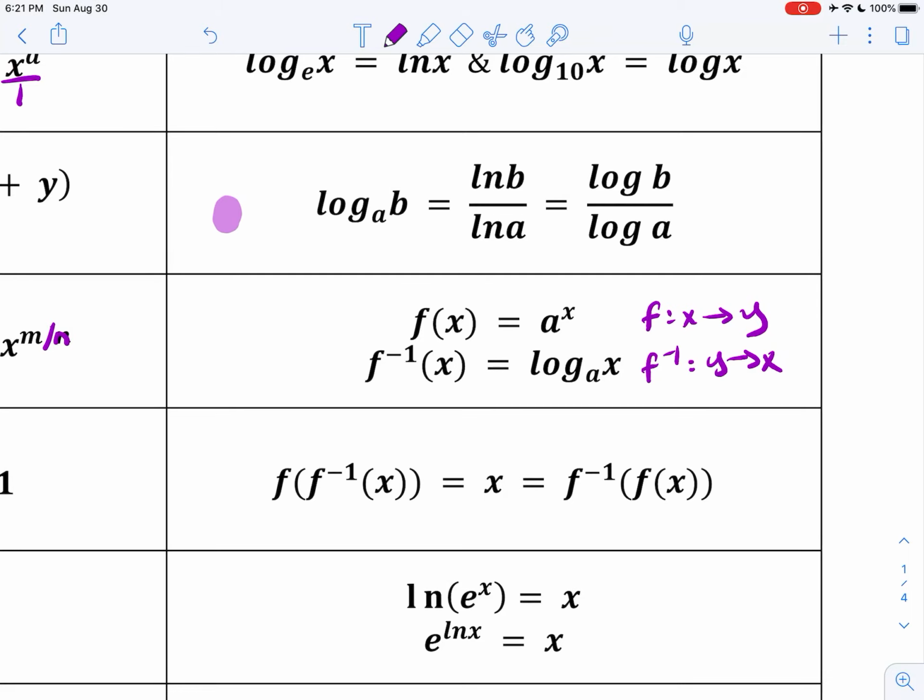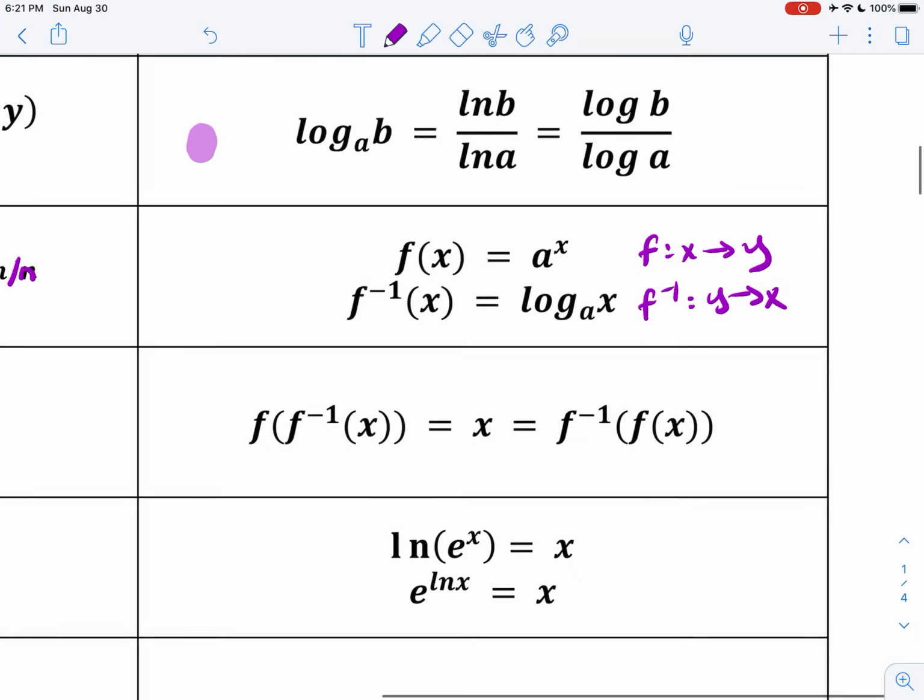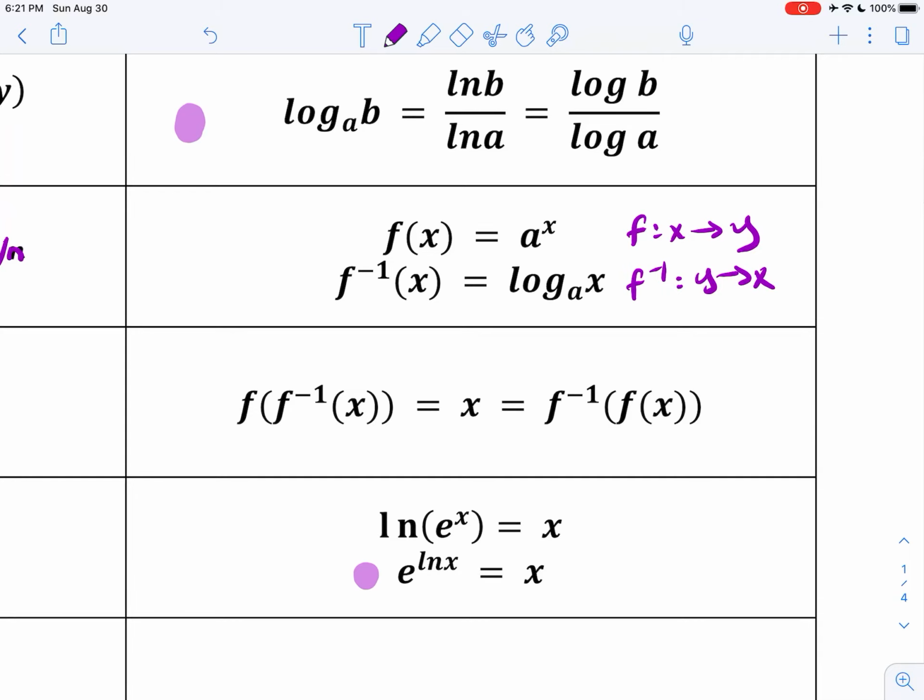And we also have that e raised to the ln of x is just going to be x. So this one is particularly useful and will come into play often in several examples.